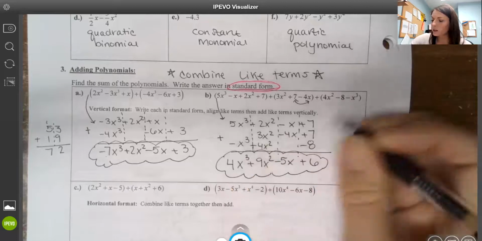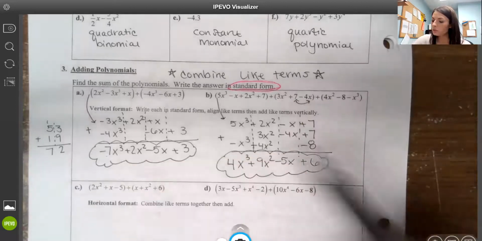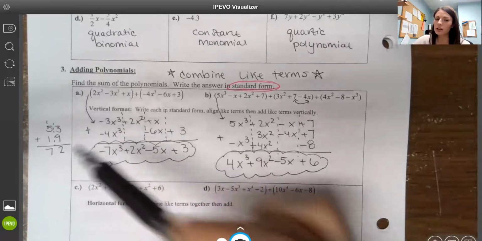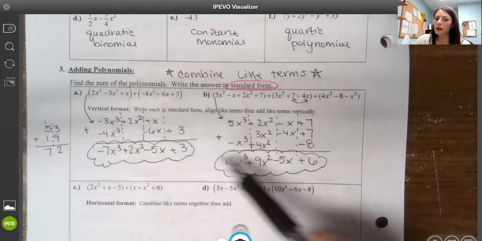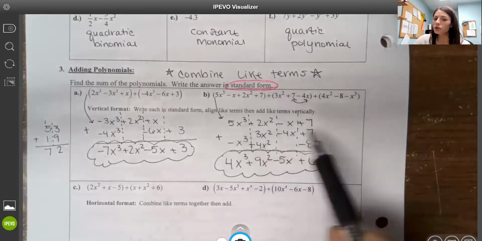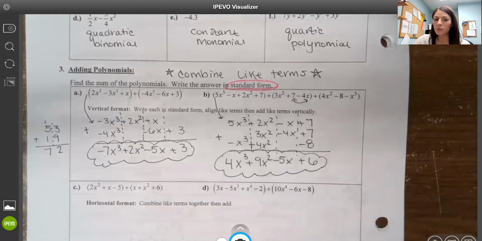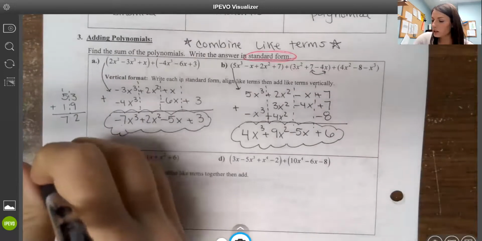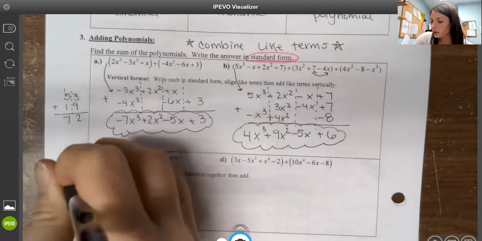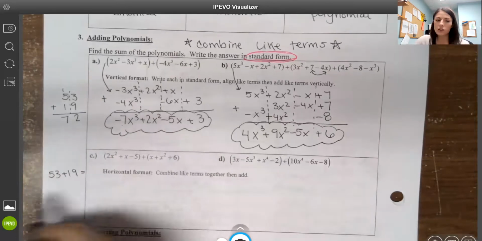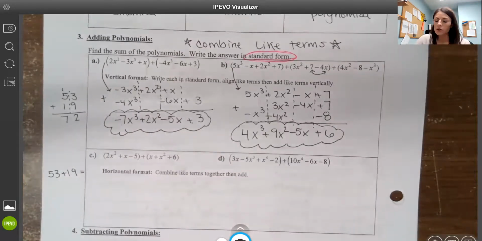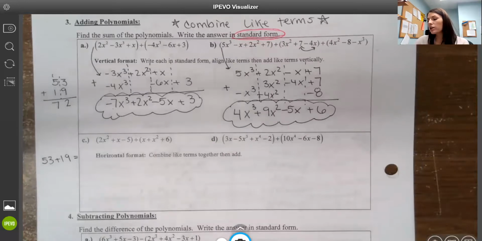Okay, so just setting up some vertical addition, just like what we've done, adding and subtracting always, and combining those like terms, intentionally putting it in standard form as I go. Now the other way that we see addition is like this, right? If I have that 53 plus 19, and we just add horizontally across. So that's another option here, and I like to kind of color code when I do this.